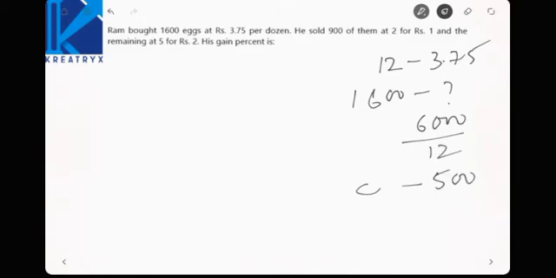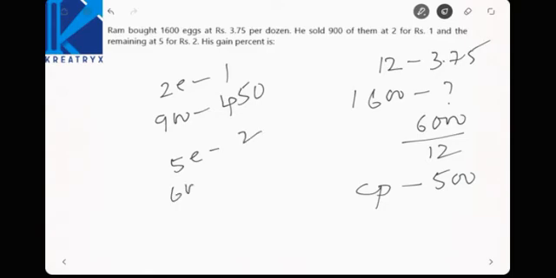Now the cost price is 500 for Ram, and what he has done, he has sold 900 of them at 2 for 1, 2 eggs at rupees 1. Now 900 for how many rupees? 450 rupees. Now how many eggs remaining? 600 it seems, and remaining 5 eggs at 2 rupees. Now 600 will be sold at how many rupees? Can you get this? 600 into 2 divided by 5 will lead you to 240 rupees, isn't it?